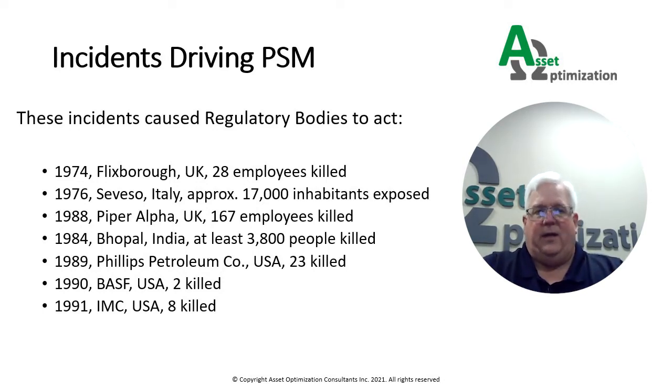1976, Seveso, Italy, was a massive dioxin release. 17,000 inhabitants of the nearby village were exposed, and cattle were killed in order to keep it out of the food chain. 1980, Piper Alpha. That was 167 people. 1984, everybody remembers this one. Bhopal, India. Methyl isocyanate, a pesticide, killed at least 3,800 people. And not to mention the thing that started the OSHA PSM effort in the United States.